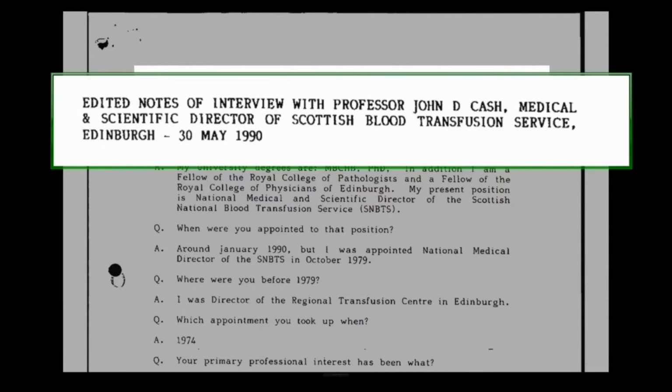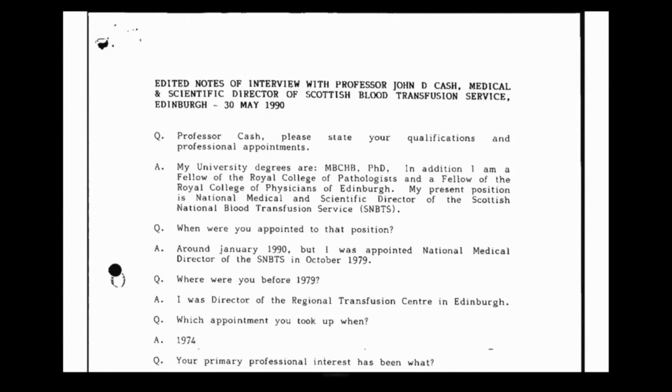So if we look at SBTS 5053_055, this is described as edited notes of interview with Professor John D. Cash, Medical and Scientific Director of Scottish Blood Transfusion Service, Edinburgh, 30th of May 1990. So we have the date of the interview. We're told the notes are edited notes.